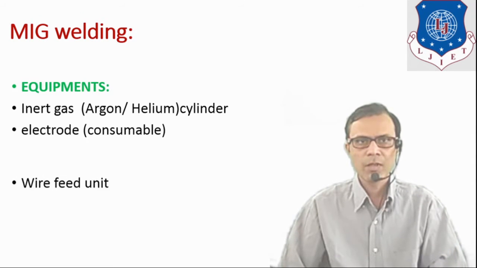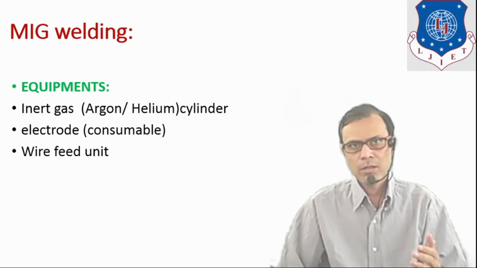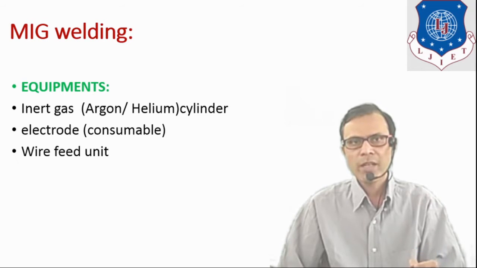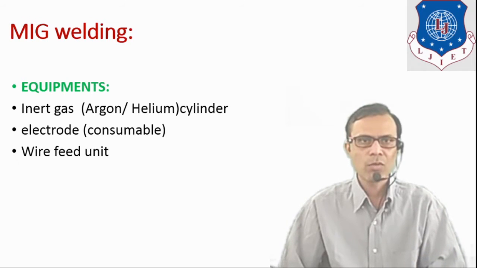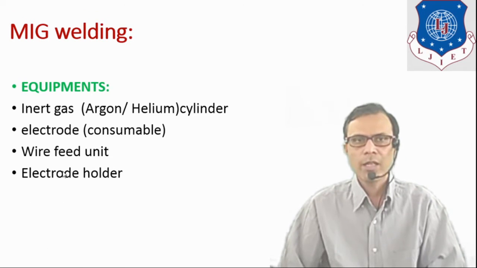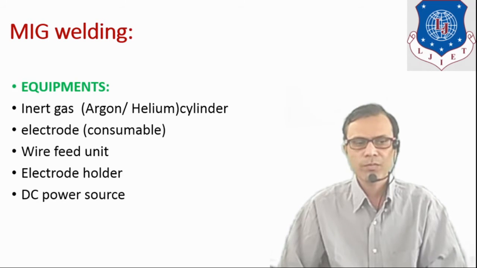Then consumable electrode. As compared to TIG welding, here the electrode which is used is consumable. So depending on the parent material, the material of electrode, or sometimes it is known as a wire also, is selected, as it is necessary to feed this wire continuously at the welding zone. Wire drive unit or wire feed unit is also required, electrode holder and DC power source.